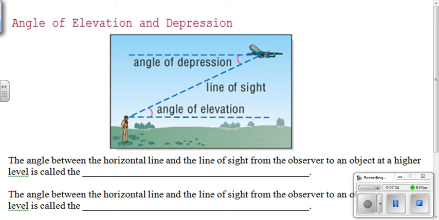Looking at the angle of elevation and depression. As you can see with our little friend down here, we have an observer and an object that he is looking at. Now when we have a horizontal line that goes right corresponding with the observer, the horizontal line and the sight of the observer create what is known as the angle of elevation.